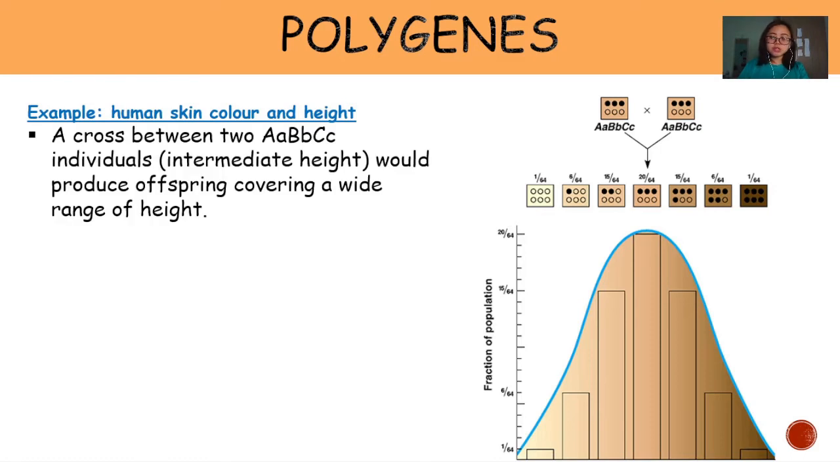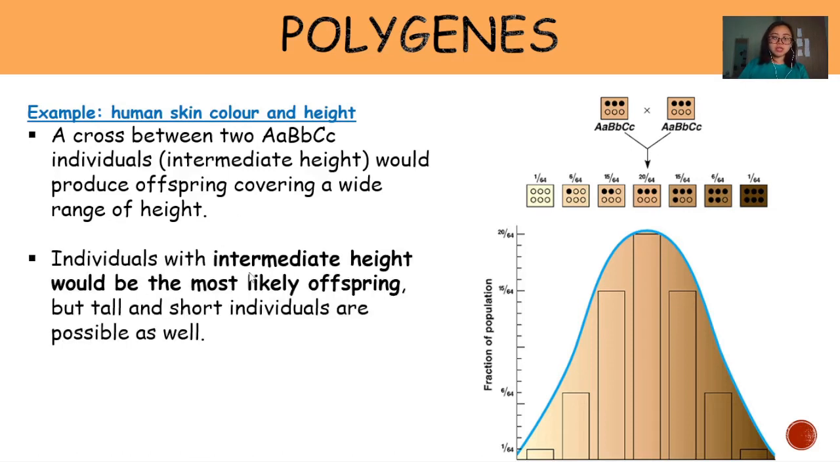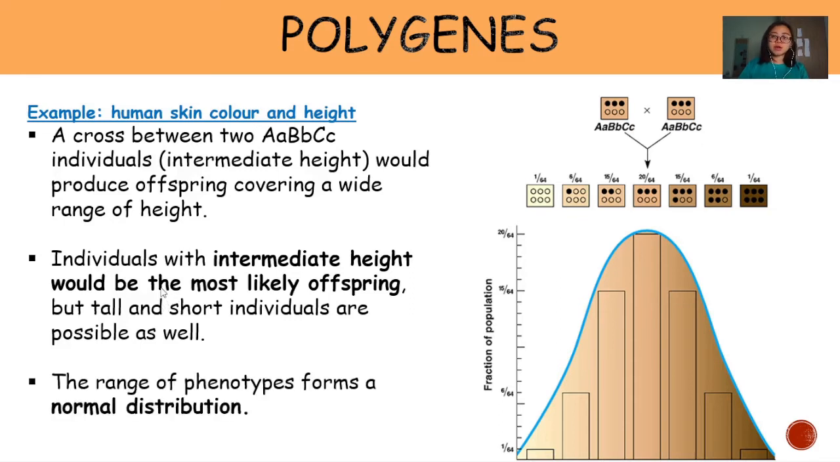So, if you have a cross between two heterozygous individuals, with big A, small a, big B, small b, big C, small c, you will have offspring covering a wide range of height. If two individuals with this genotype mate and have children, there may be a very tall child, a very short child, and a child of intermediate height. So individuals with intermediate height will be the most likely offspring, but the tall and short individuals will be possible as well. The range of phenotypes will form a normal distribution.